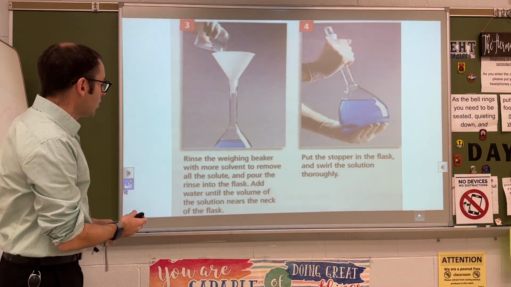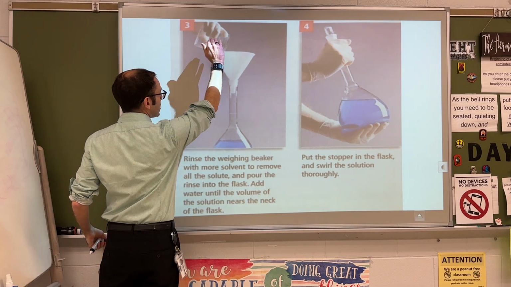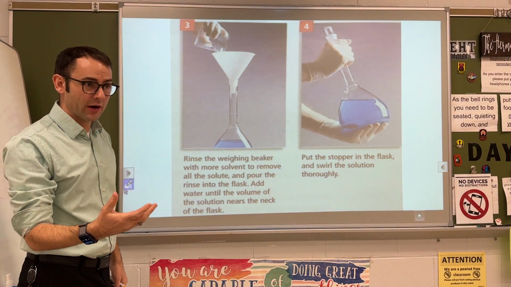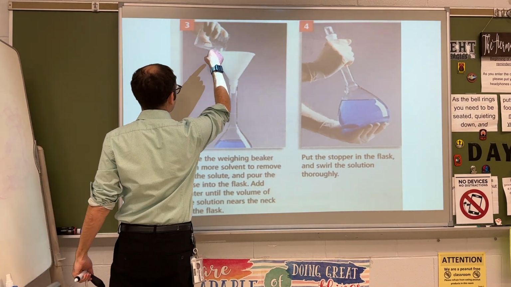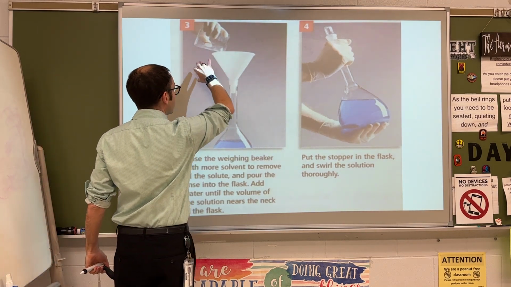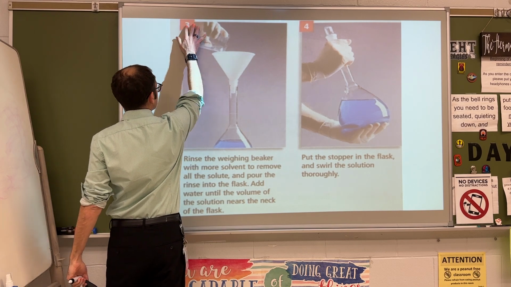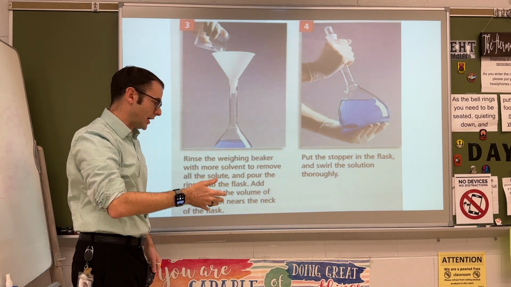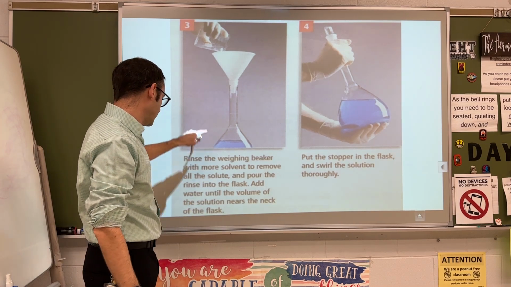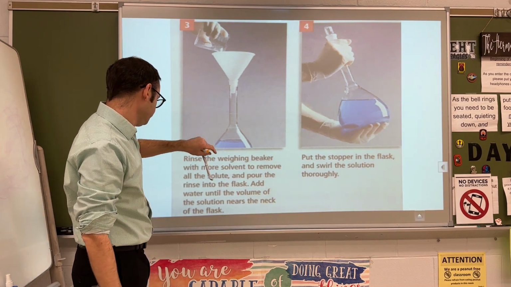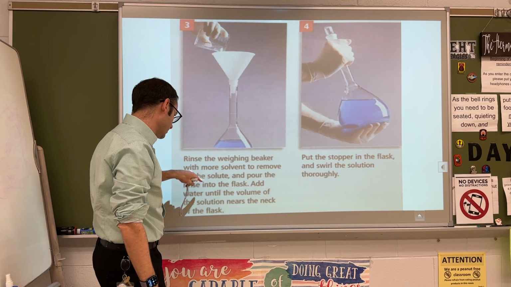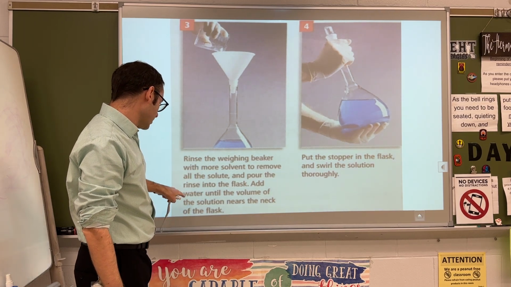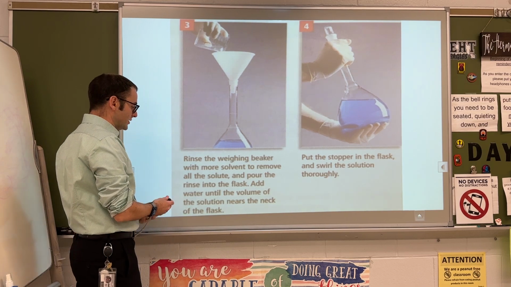All right, so now this beaker that we poured the solution into is still going to have some chemical in there. So you're going to fill this up a little bit, swirl it around, and then pour it through here. You're basically going to rinse whatever was in here and whatever's in the funnel into here. So you'll rinse it a couple times. Makes sense. So rinse the weighing beaker with more solvent to remove all the solute, and pour the rinse into the flask. Add water until the volume of the solution nears the neck of the flask.